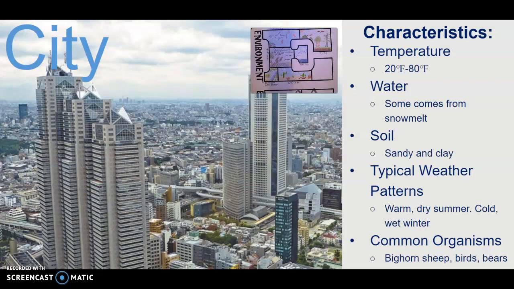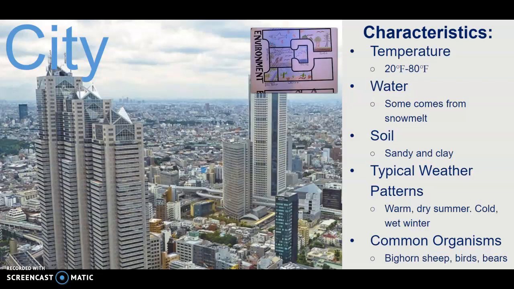We made it to the last environment of the day, and that environment is a city. Now, because there are so many different cities across the world, I chose the city closest to us, which is Denver. So some of the characteristics that make Denver: the temperature is between 20 degrees and 80 degrees, depending on the time of day, time of year, lots of things. Of course, sometimes it gets a lot colder, sometimes it gets a lot warmer.